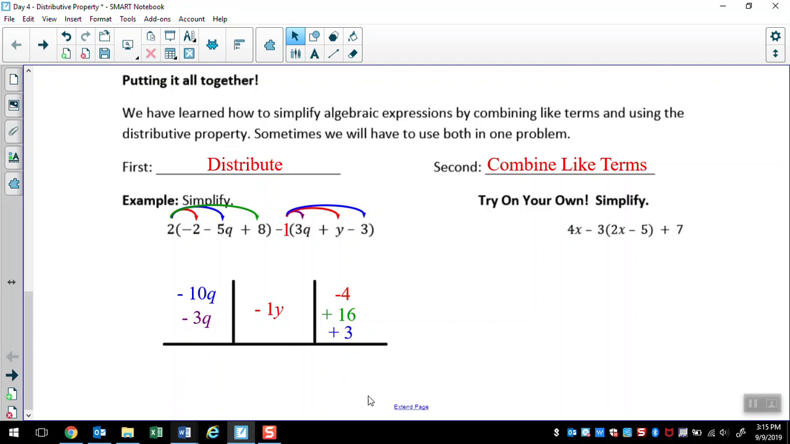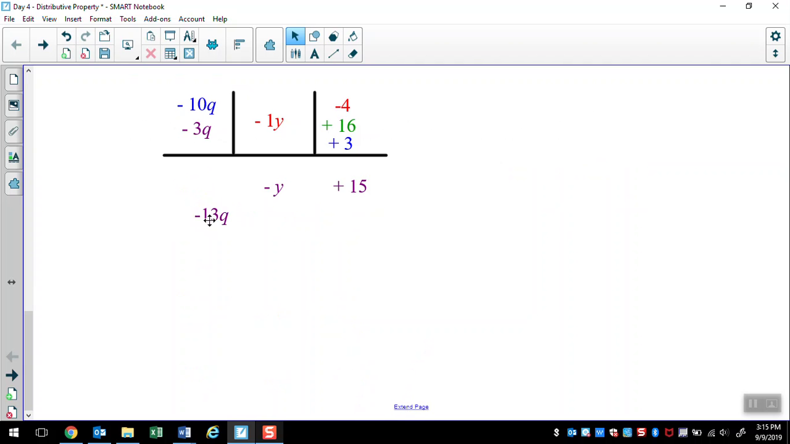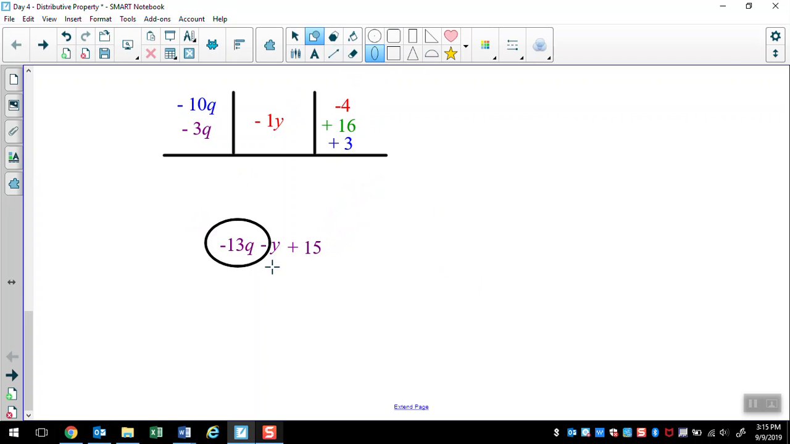So I have negative 10Q minus 3Q, or negative 10Q plus a negative 3Q. That gives me negative 13Q. I've got negative 1Y, has nothing to combine with, so I'm just going to bring him down. And then I've got a negative 4 plus 16 plus 3. And that will give me a positive 15. To get my final answer, I'm just going to take all of these and smush them together. And then circle my answer because it's done.